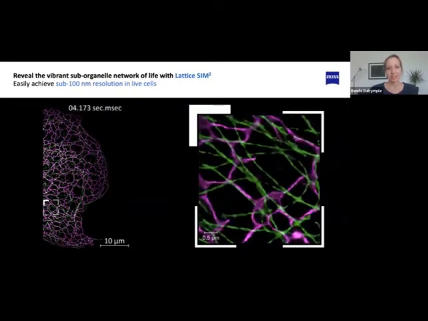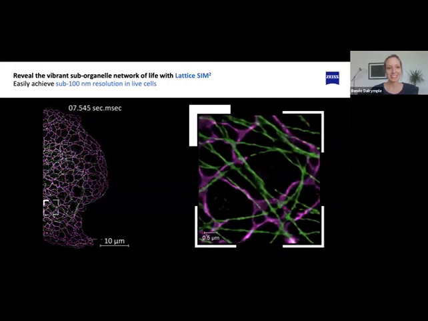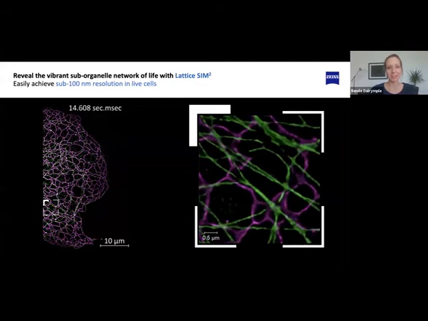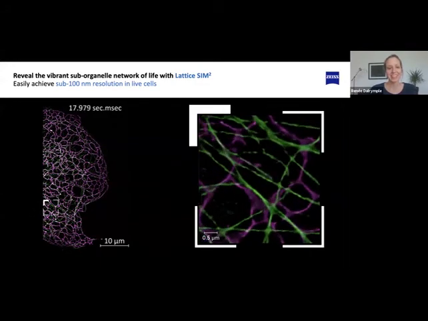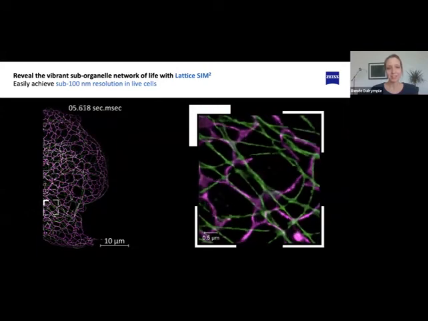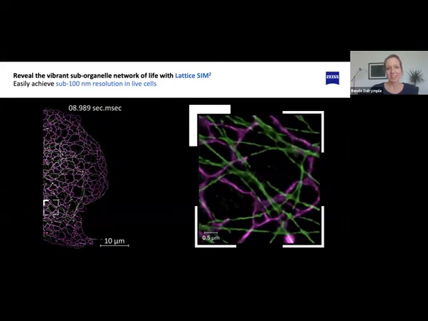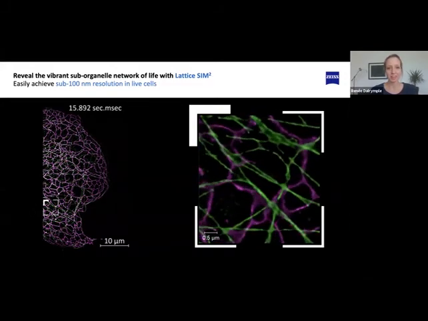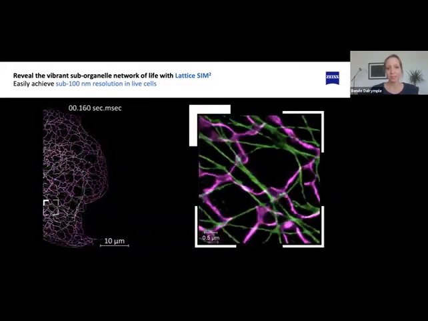And if we take a look at what SIM² can achieve, we have here a simultaneous dual color image of the ER and microtubules. And we can see in this nice large field of view on the left, if we zoom into a tiny region there and take a look, we can really see how these structures are interacting with one another.